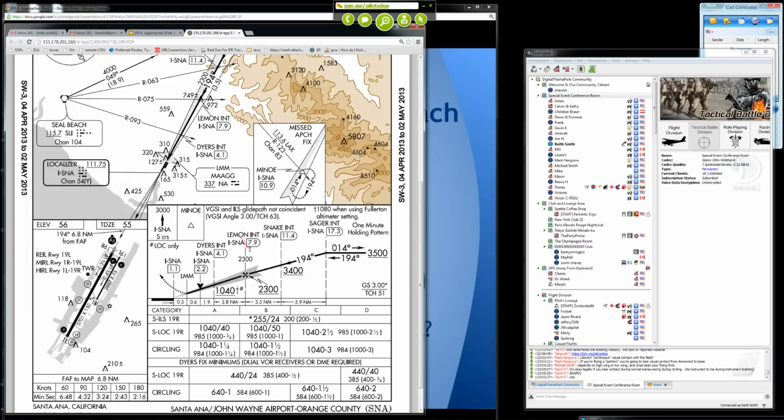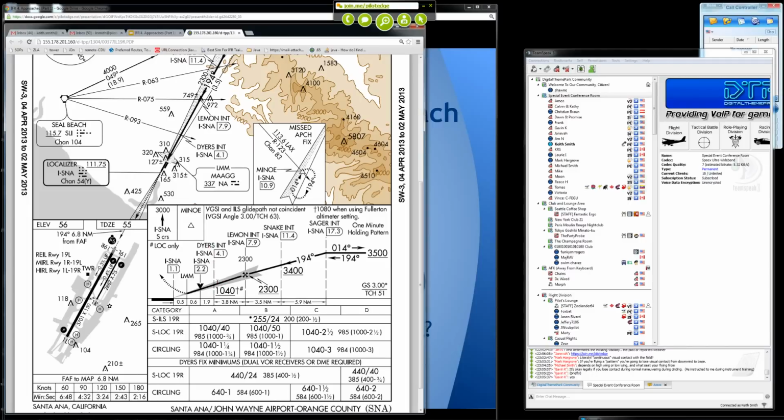So LEMON is the final approach fix. It's the transition from the intermediate segment to the final approach segment. And remember, on a non-precision approach, there is no vertical guidance. There is no laser beam that we're flying down. So now we need to know how low we can fly, and are there any more step-down fixes inside the final approach fix? And there are.